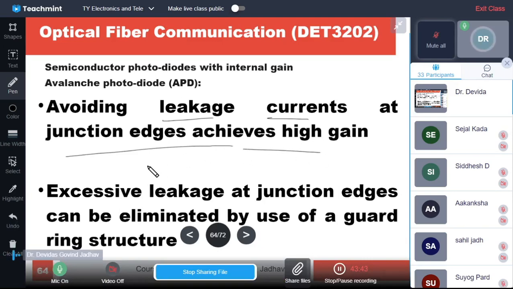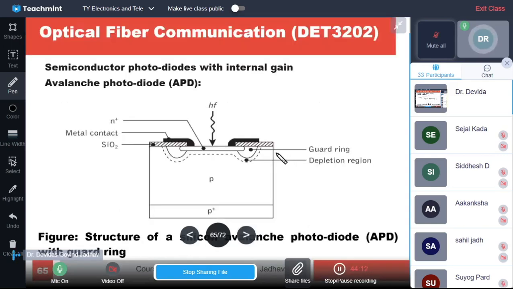So this leakage current is avoided by making a non-conducting area near the junction edges, which is called a guard ring. Non-conducting area is generated near the junction edges, which is called the guard ring structure. So excessive leakage current at junction edges can be eliminated by use of guard ring structures. So these problems are avoided with this, and this shows the structure of the avalanche photodiode.